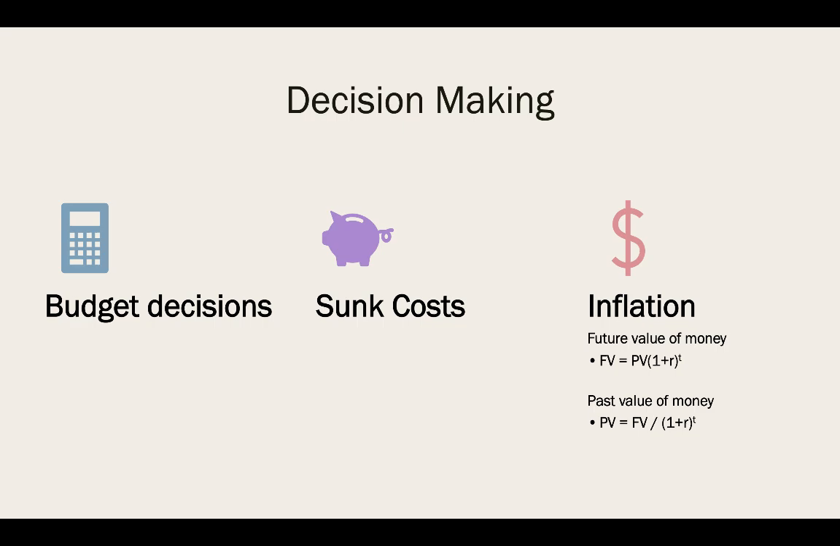Sunk costs. We need to discuss sunk costs pretty quickly. In the decision-making process, we need to identify these sunk costs and then throw them aside. So a sunk cost is something that we have already paid for. The money is spent. It's done. And if we take that into account, it might sway our decision.